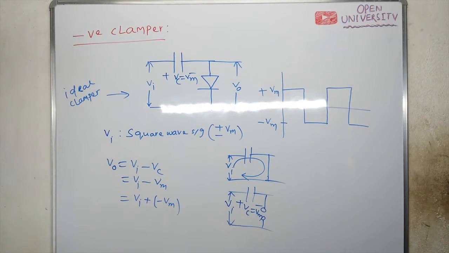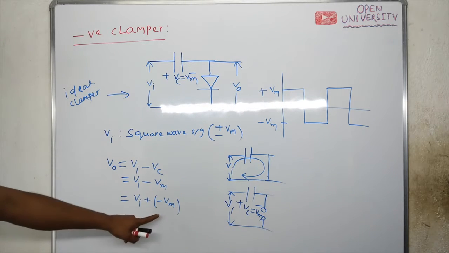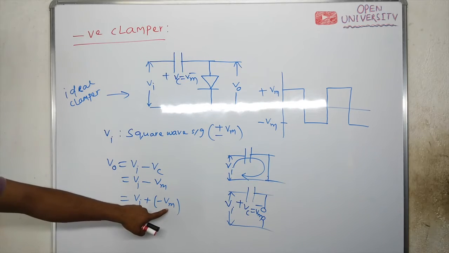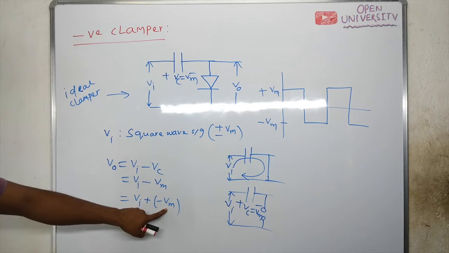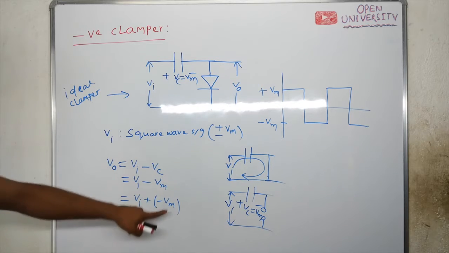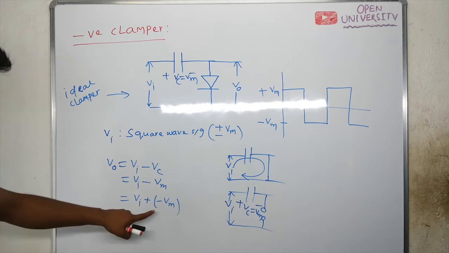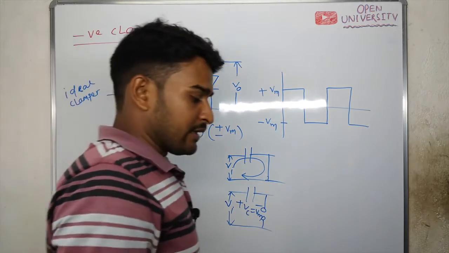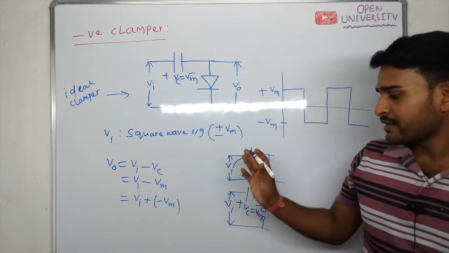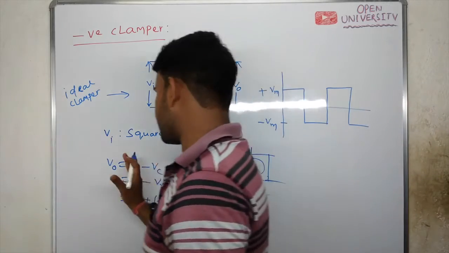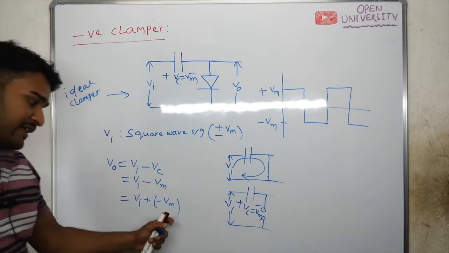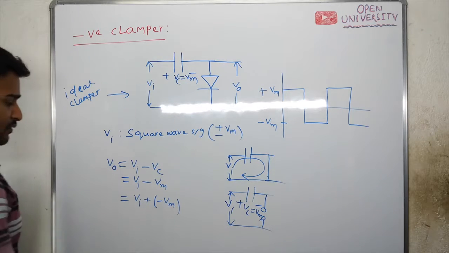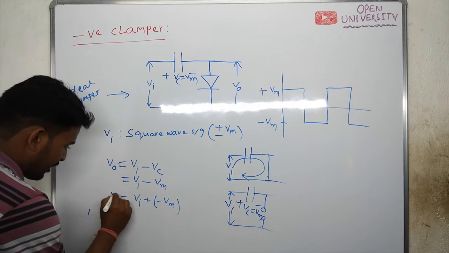Now, why am I calling it a negative clamper? Because Vm is a constant value, and this circuit is adding a negative voltage to the input waveform, so it is called a negative clamper. A negative clamper adds a negative DC voltage to the input waveform. Now this is your output voltage.